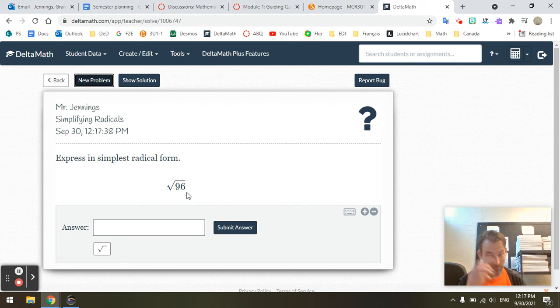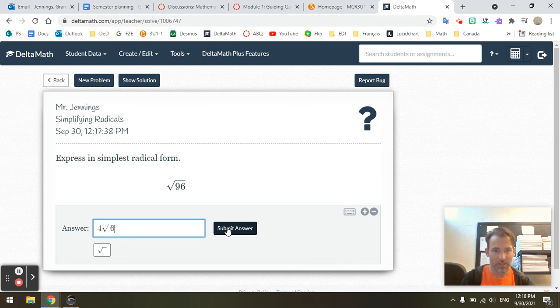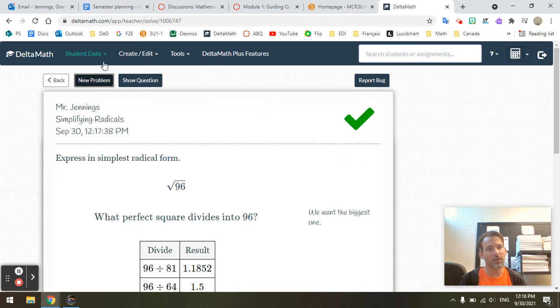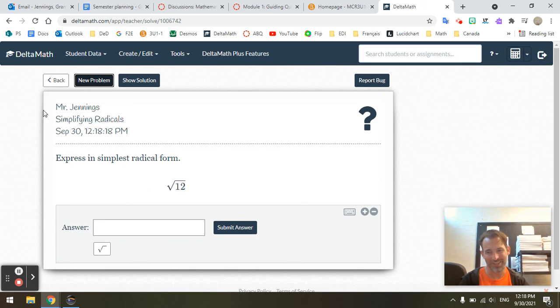Okay, 96. All right, it's divisible by 6. It's divisible by 2. So 2 gives me 48. So 2 times 2 times 2. This is 8 times 12, which also could be 16 times 6, so 4 root 6. Maybe this is the one I get wrong? No. Okay, I'll just do one more. I will stop. Oh, 12. This one is easy. It's 2 root 3.